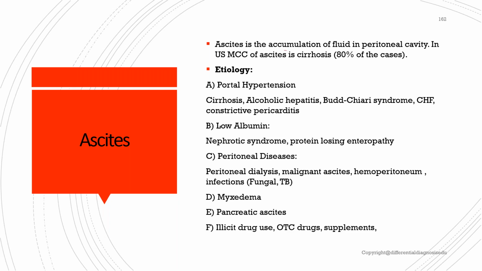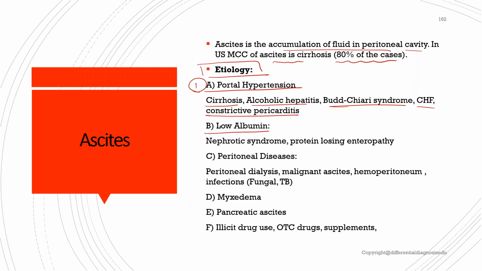Ascites is the accumulation of fluid in the peritoneal cavity. And the most common cause of ascites is cirrhosis, 80% of the cases. Let's discuss etiology. Number one is portal hypertension. So there are different causes of portal hypertension: cirrhosis, alcoholic hepatitis, Budd-Chiari syndrome, CHF, constrictive pericarditis.